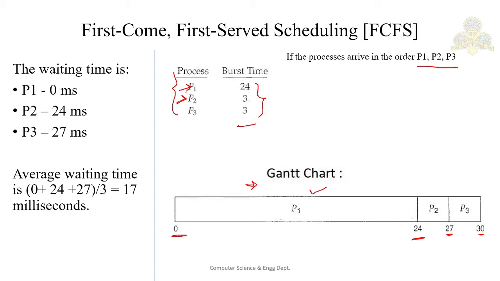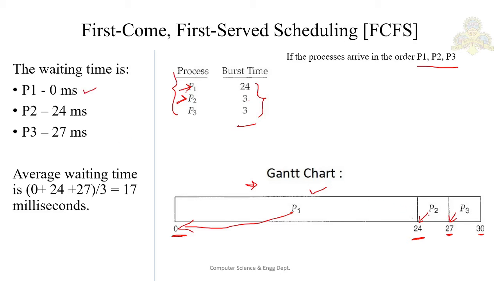Another trick over here is whatever comes to your left hand side. In the Gantt chart, the left hand side of each process determines the waiting time. Your process P1 has not waited for the CPU. Whenever it entered, it got the CPU. That means your process P1 waited for 0 milliseconds.